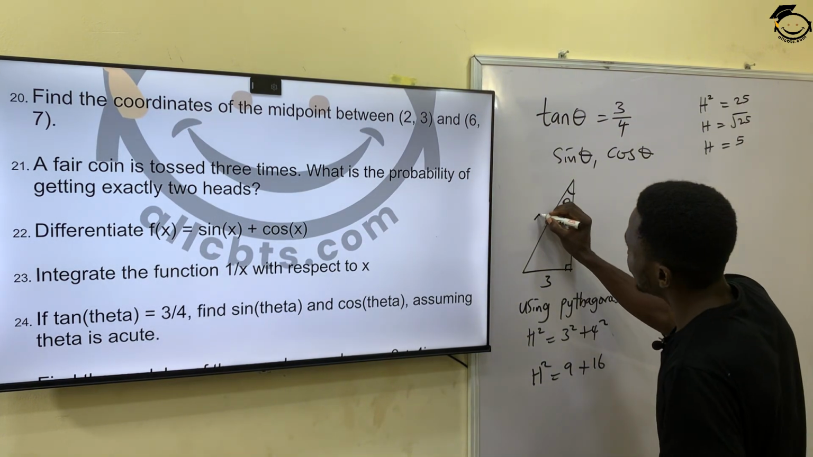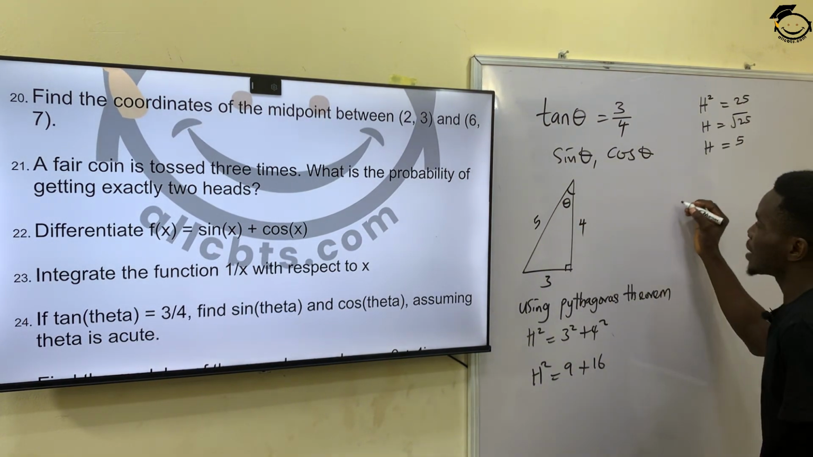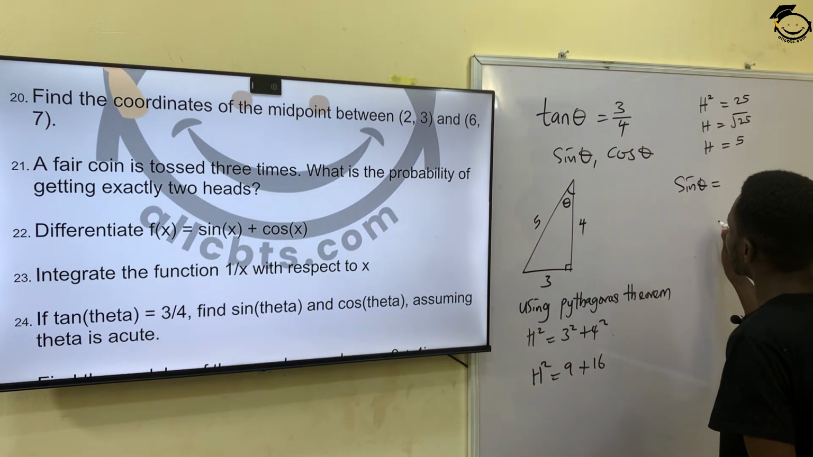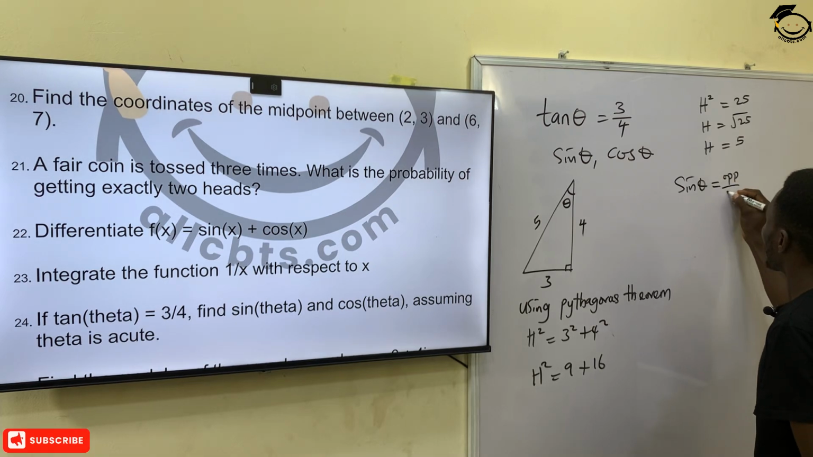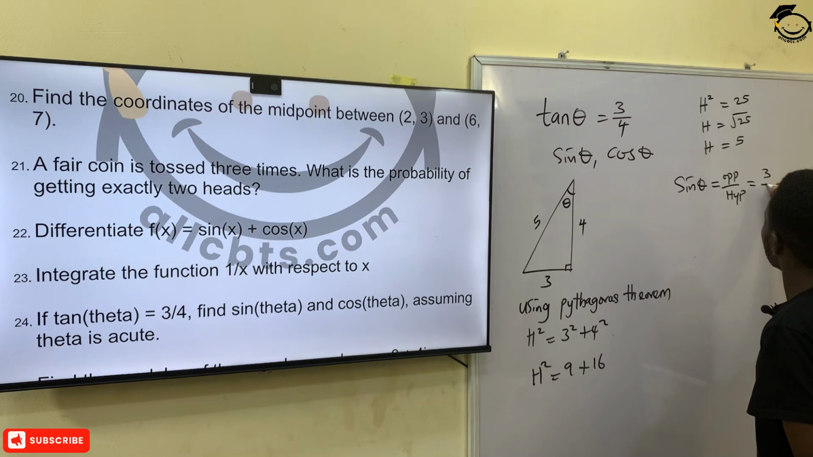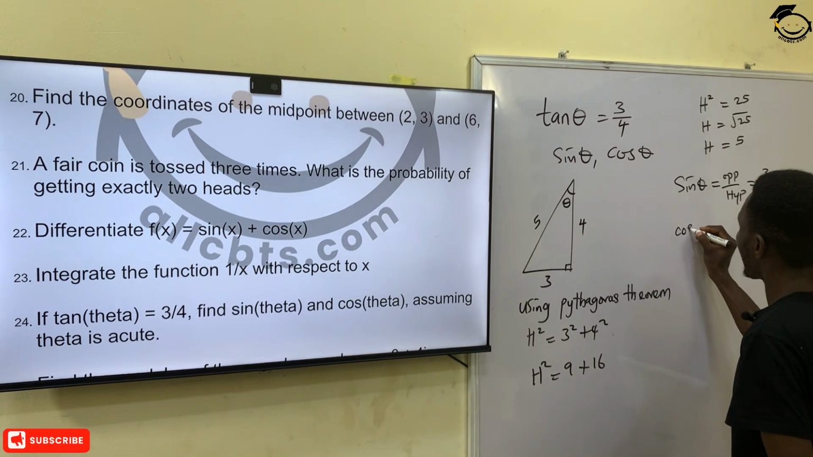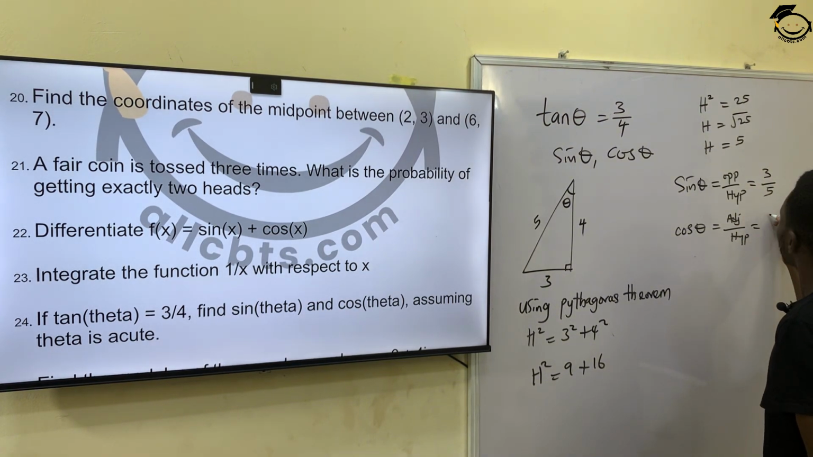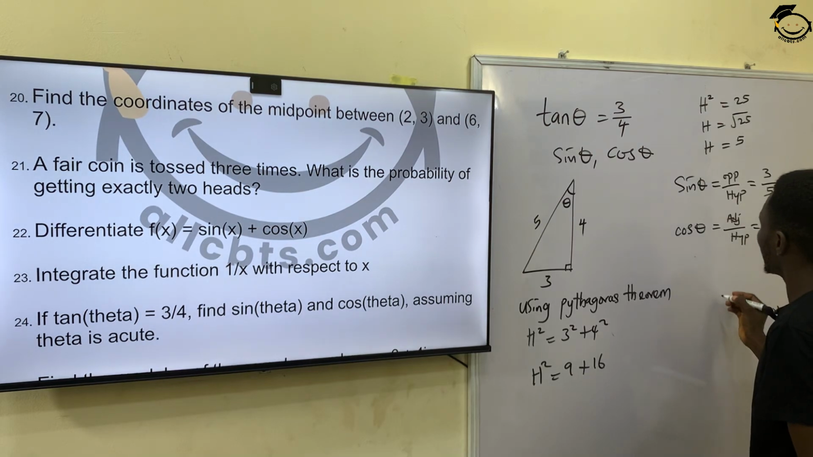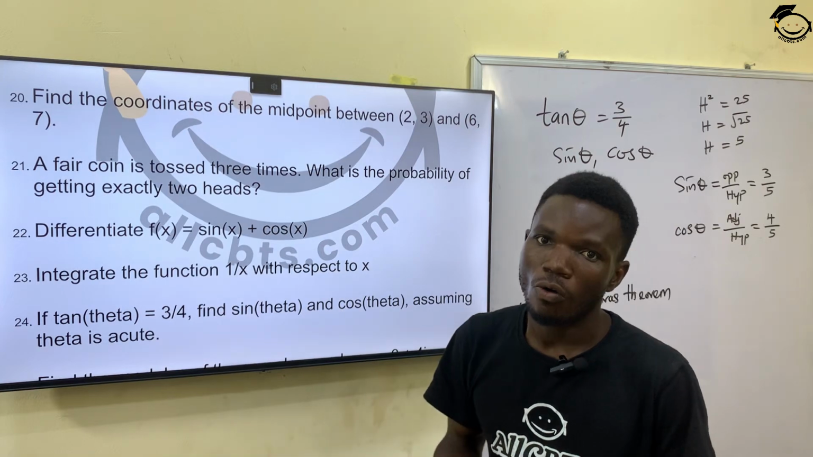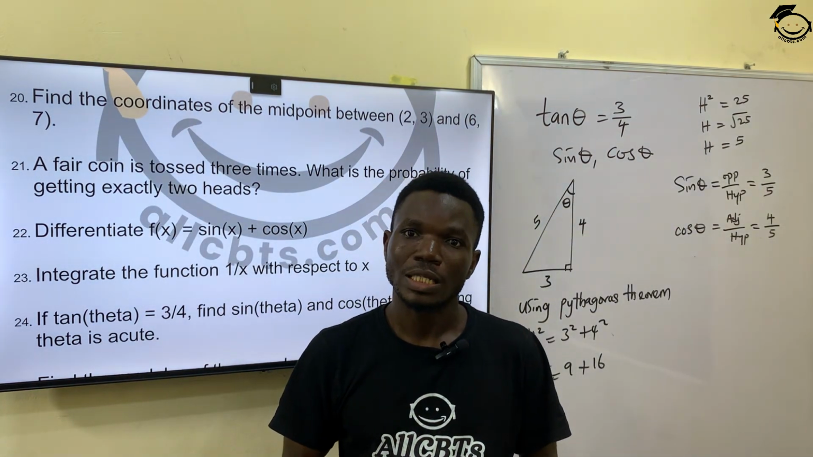So this place here will become what? 5. So my sine theta therefore will become, since sine theta is opposite over hypotenuse, it means that my sine theta will be equal to 3 over 5. And my cos theta, which is adjacent over hypotenuse, that will become what? 4 over 5. So my sine theta is 3 over 5 and my cos theta is 4 over 5. So that is the answer to that question.